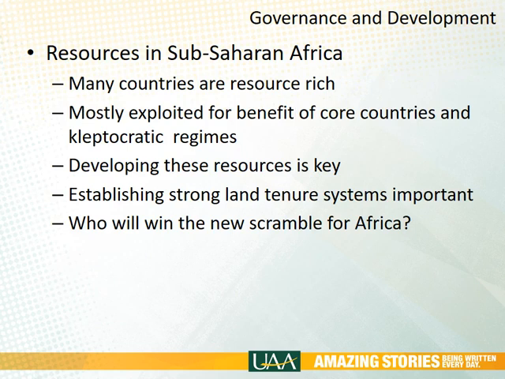Now, one of the positive things in sub-Saharan Africa is that many countries are really resource rich, and a lot of them are really starting to leverage those resources now. In the past, they were mostly exploited for the benefit of core countries and for these kleptocratic regimes. But now, many of these countries have the opportunity to develop them, but they need to have that good governance. They also need to have a land tenure system, which will really support the rights of individuals and not just support the rights of tribal leaders who might use them for their own benefit. So again, it comes back to good governance dealing with a lot of these problems.